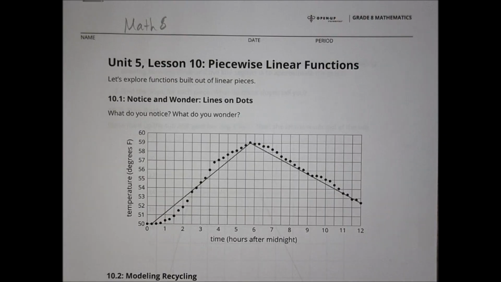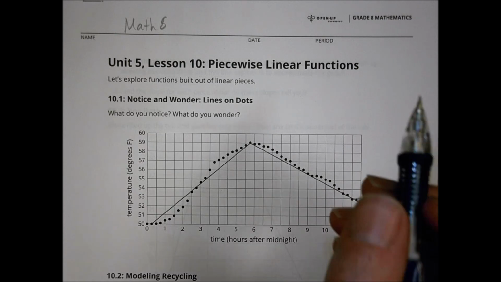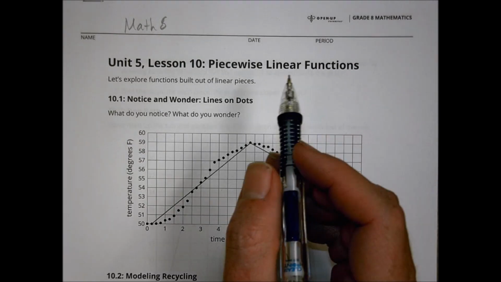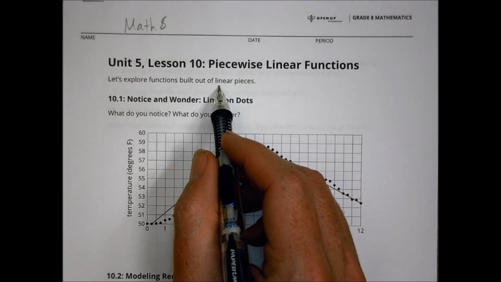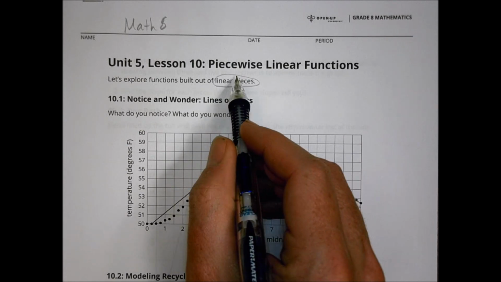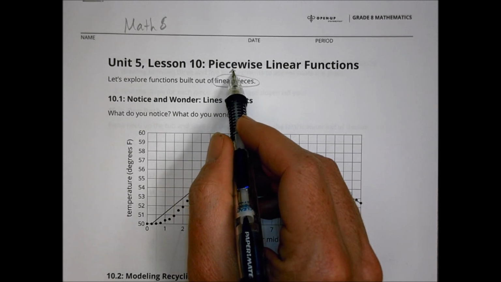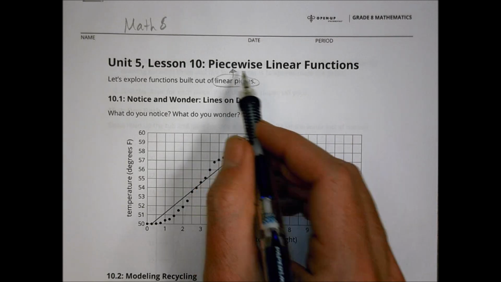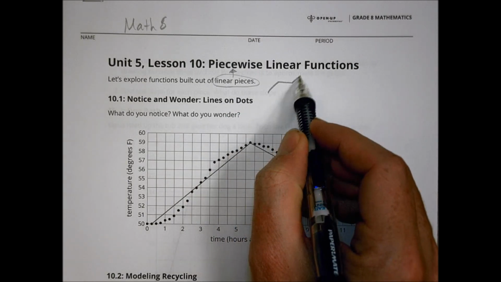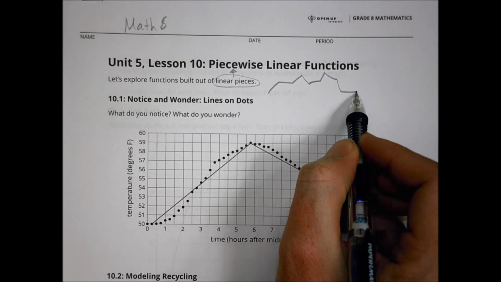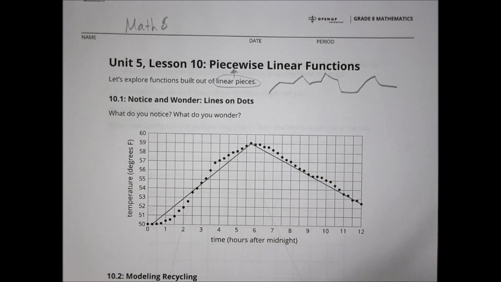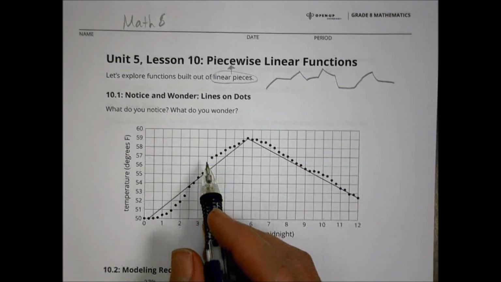Hi, this is Math 8, Unit 5, Lesson 10 on piecewise linear functions. So we're going to explore functions built out of linear pieces. And linear pieces is where we get the idea of a piecewise linear function, just talking about lots of different chunks that come together to make one function. Okay? So, what do you notice?